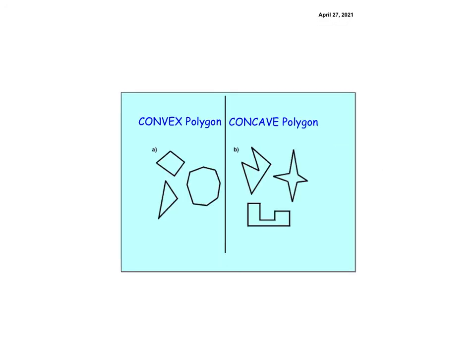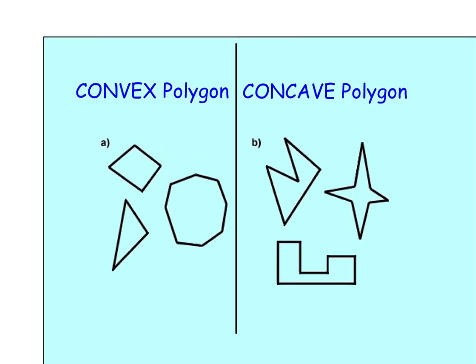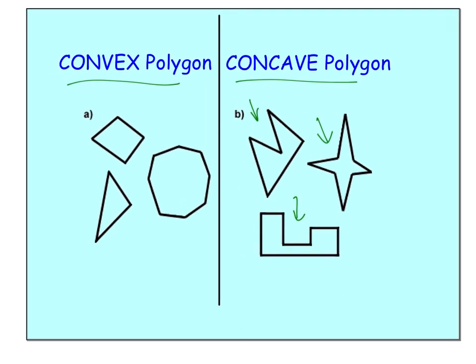Okay? So last piece, we talked a little bit about the beginning, convex versus concave. Just kind of noticing that for concave, they're all going in. They kind of go inside the shape and back out, okay?